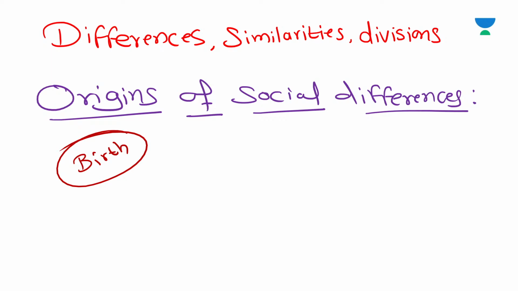But all kinds of social differences are not based on accident of birth. Some of the differences are based on our choices. For example, some people are atheists. They don't believe in God or any religion. Some people follow a religion other than the one in which they were born. Most of us choose what to study, which occupation to take up, and which games or cultural activities to take part in. So all these lead to the formation of social groups that are based on our choices.